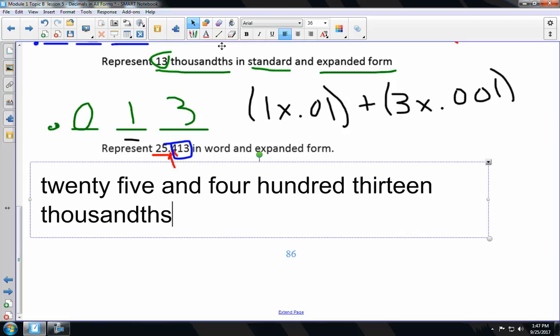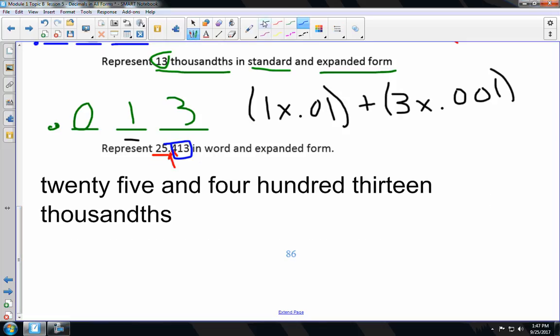But the directions also say that I'm going to do it in expanded form. So to do this in expanded form, I make sure that first I have the 2, and it's in the tens place. Then I have my 5, when it's in the ones, I don't have to do any multiplying. Then I have my 4, which is in the tenths place.